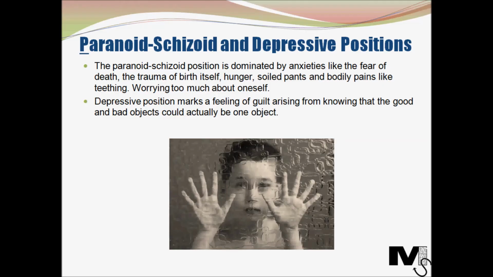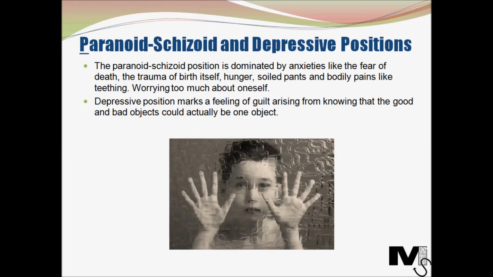It is in this stage that splitting takes place as a defense mechanism, and the infant starts seeing the world as good or bad depending on its needs being met. The paranoid schizoid stage is essentially a stage of worrying too much about oneself.